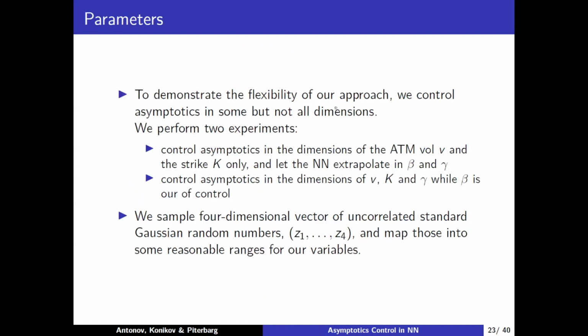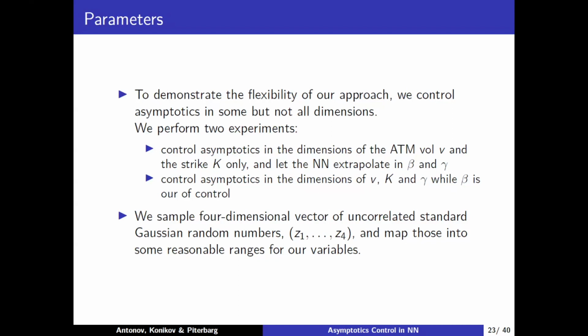So to demonstrate the flexibility of our approach, we control asymptotics in some, but not all the dimensions. And for comparison, we perform 2 experiments. The first one is we control the asymptotics in the dimensions of the vol and the strike. So only two guys are controlled, volatility and the strike, and we let our neural network extrapolate in beta and gamma directions. So beta and gamma are out of control. The second experiment is we control asymptotics in V and gamma. So we include also vol, while beta is out of control. We do these experiments just to compare how it works for the accuracy.